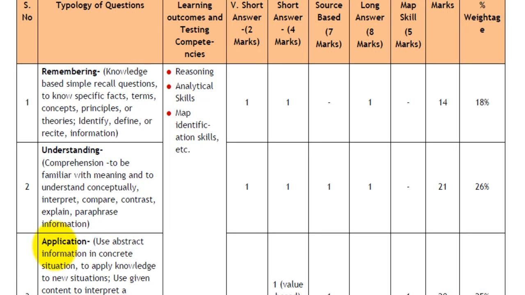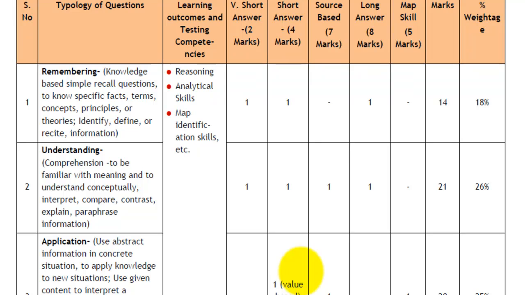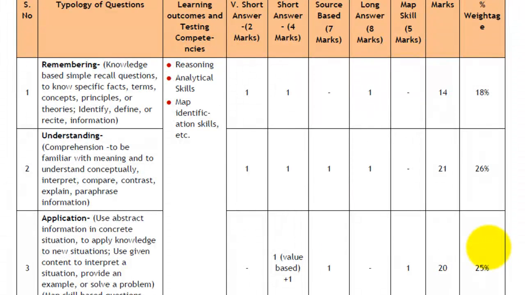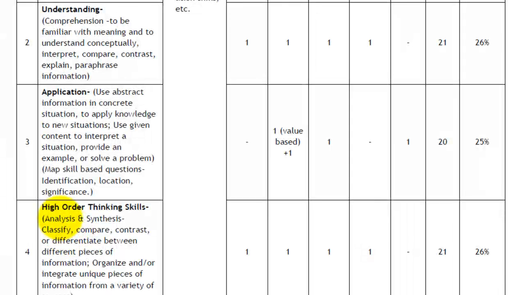The next type of questions are based on application. There will be one value based question of 4 marks and one more of the type. There will be one source based question of 7 marks and one map skill for 5 marks, totaling to 20 marks. Then there will be a section of high order thinking skills questions, which is based on a higher level of difficulty.